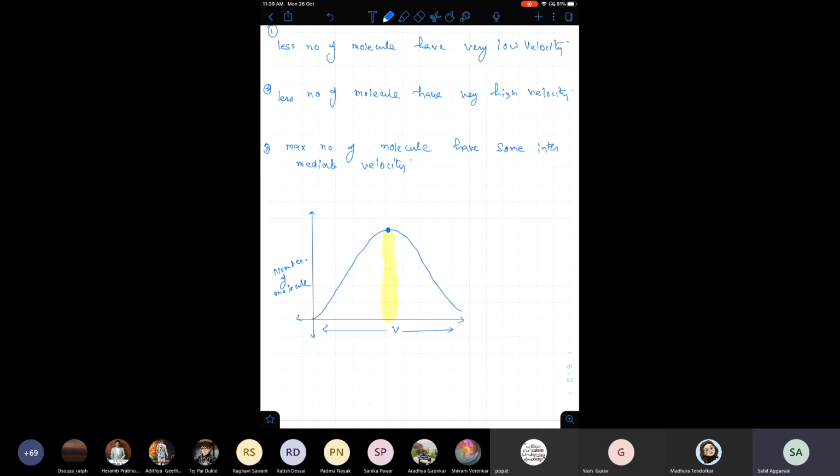Am I audible? एवरेज क्यों बोलेंगे यार? Madhura, velocity attained by maximum number of molecules को average velocity थोड़ी बोलते हैं. That is most probable velocity.